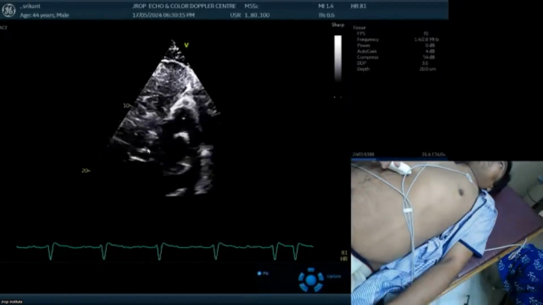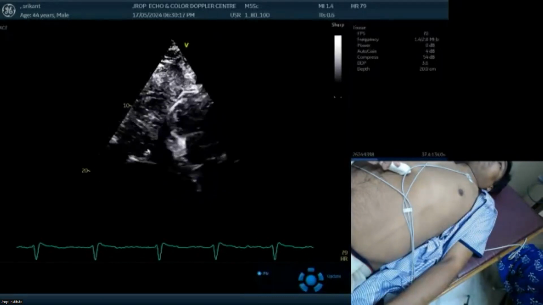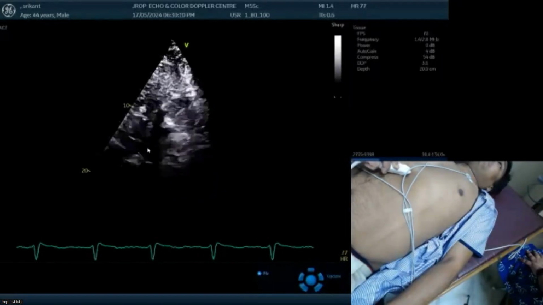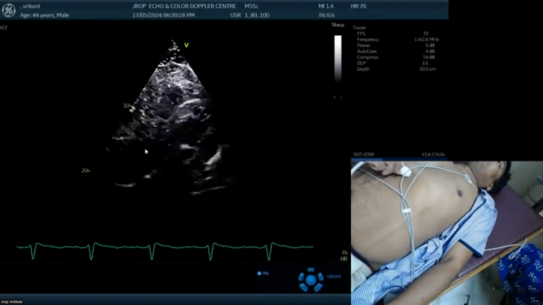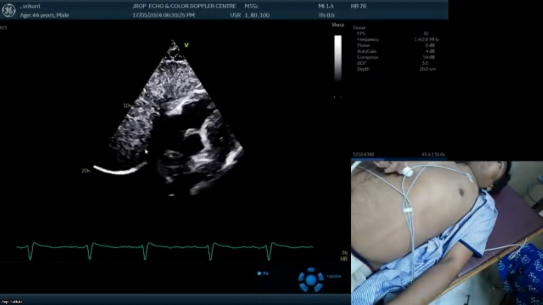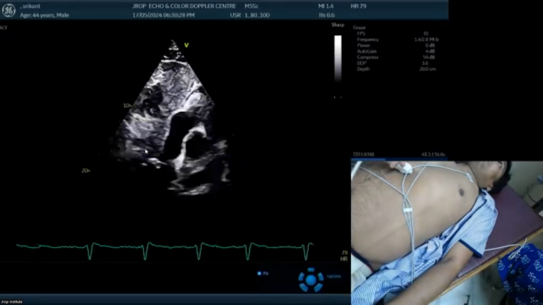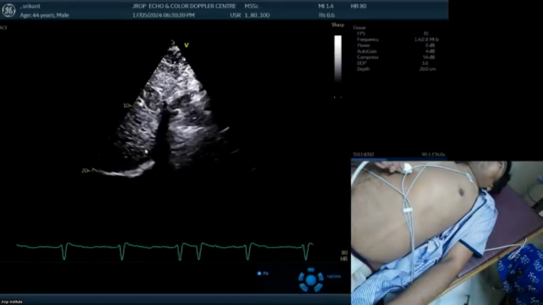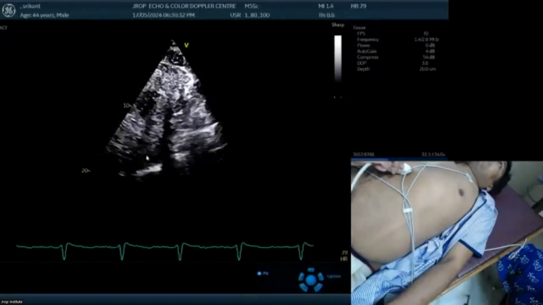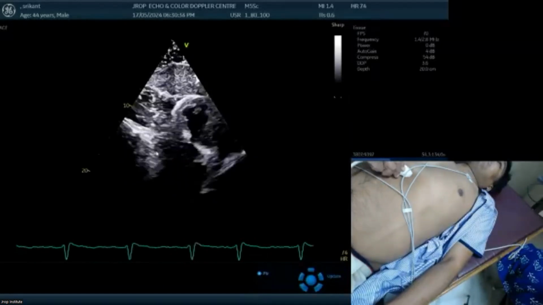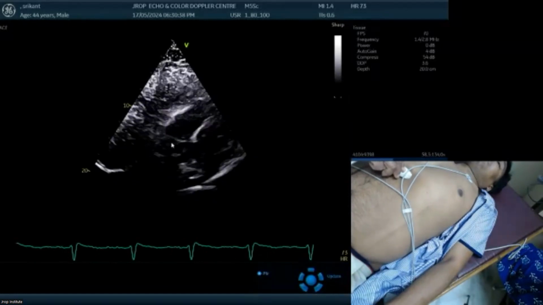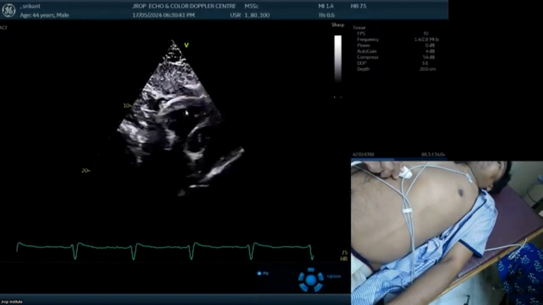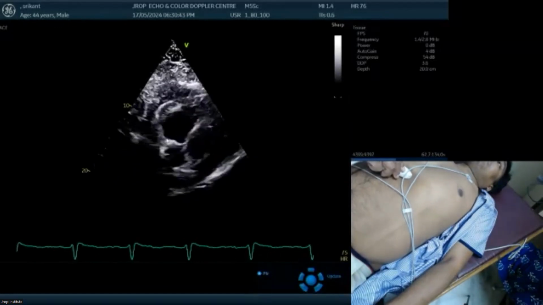So here is an IVC which opens up. Not a very good view for IVC, but this is where the IVC is. So this is IVC. So this is what is a subcostal window: RV free wall, tricuspid valve, RA.